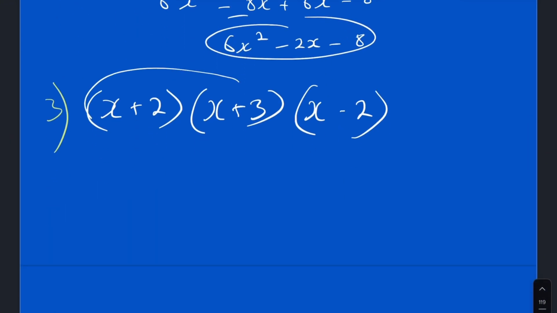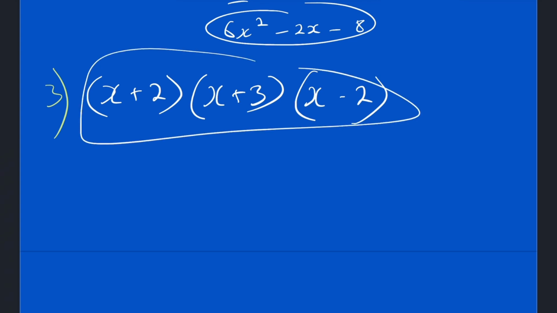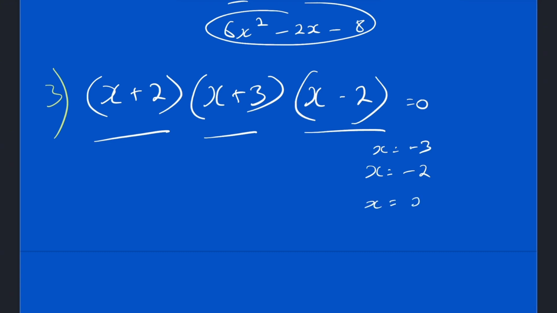What about this? So let's give this a go. So this is actually 1, 2, 3 things. So somewhere in here, you're going to have an x times an x times an x. So you're going to get an x cubed term. So this will be a cubic. Another reason why is because this will have 1, 2, 3 roots, which actually, if this equals 0, our roots would be x equals minus 2, x equals minus 3, and x equals positive 2.